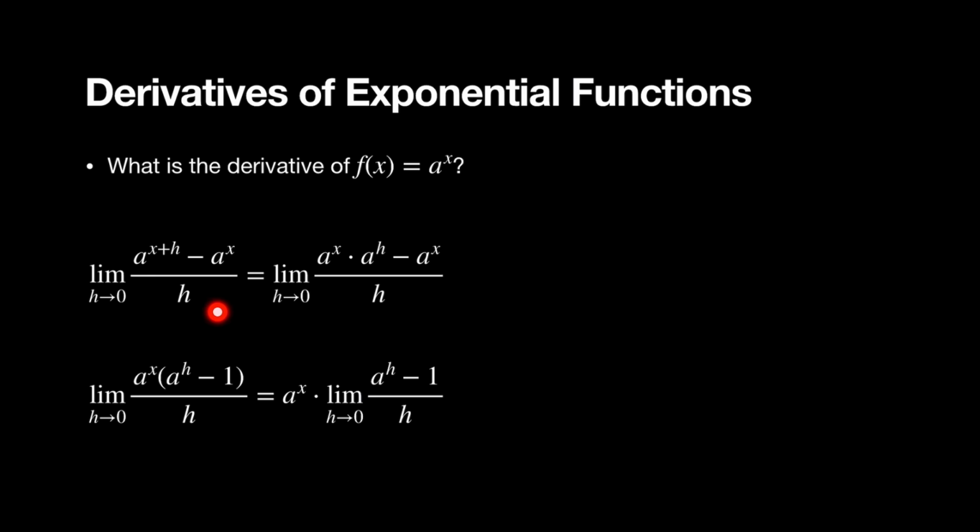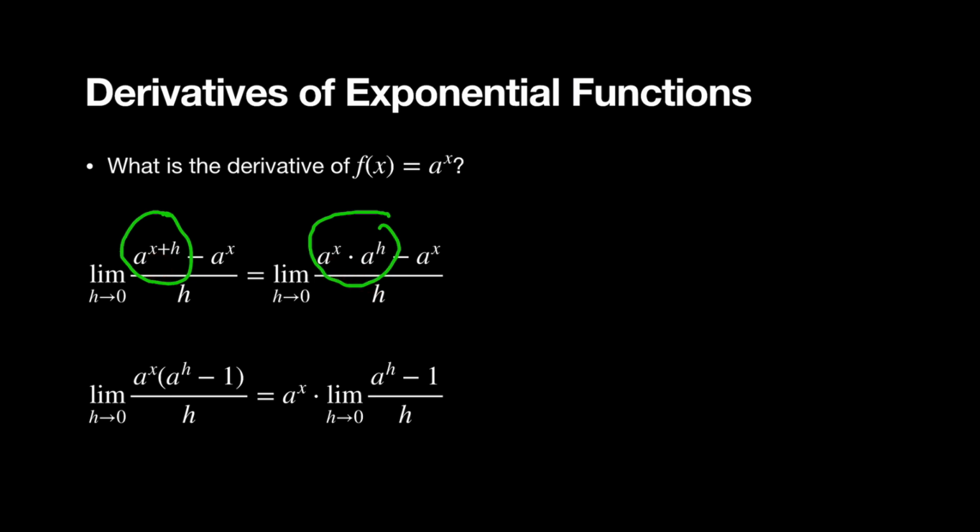That's going to give us the limit as h goes to 0 of f of x plus h minus f of x, all over h. Or the limit as h goes to 0 of a to the x plus h minus a to the x, all over h. Now this first term, a to the x plus h, can be written as a to the x times a to the h. That's just my product rule for multiplying exponents. When we multiply two expressions with exponents, we add the exponents.